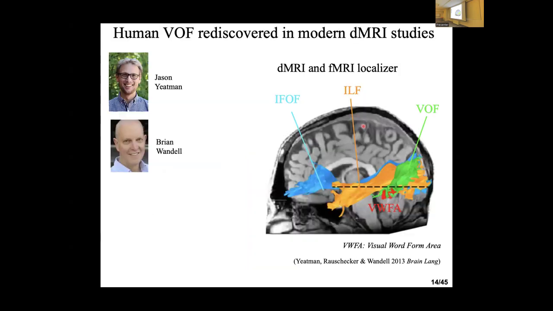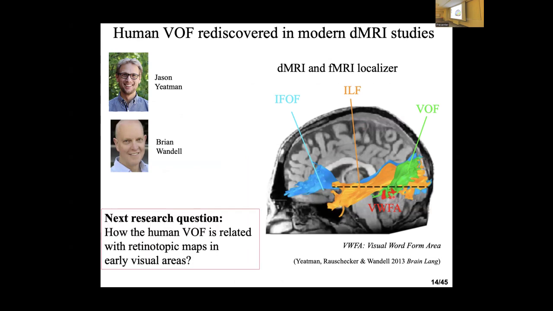Then I was a postdoc in Brian Wandell's lab at Stanford, and at that time people were getting excited to see this pathway. This is one of the papers from a former colleague, Jason Yeatman. They were trying to measure pathways around maybe the visual word form area in the ventral temporal occipital cortex. Then they incidentally found streamlines coming from the diffusion data connecting dorsal to ventral, seemingly the VOF appearing in the classic books.